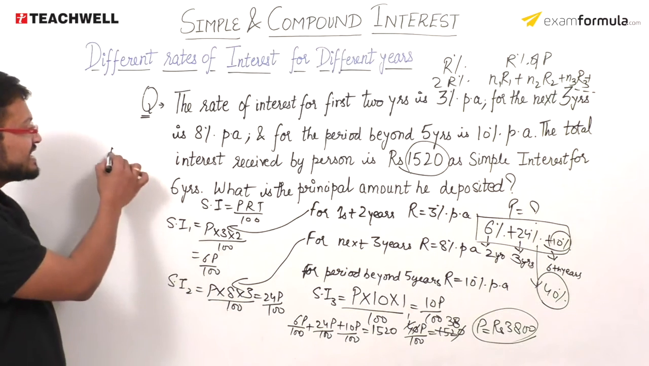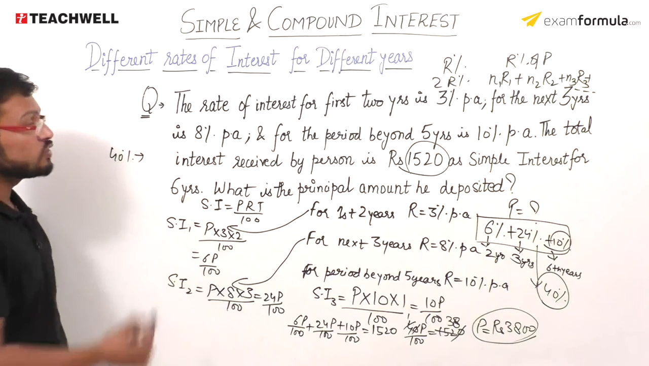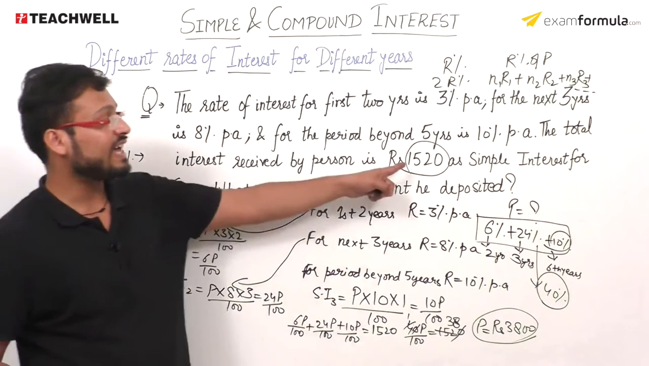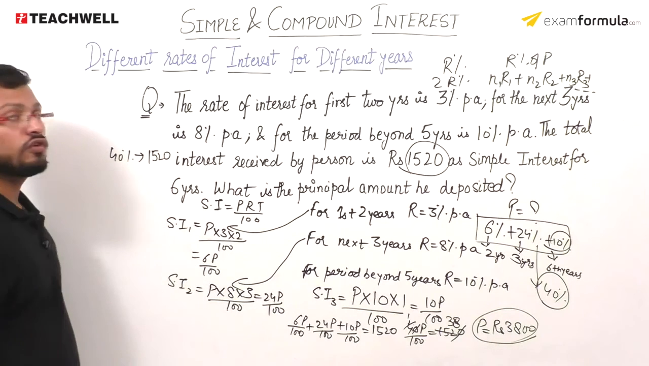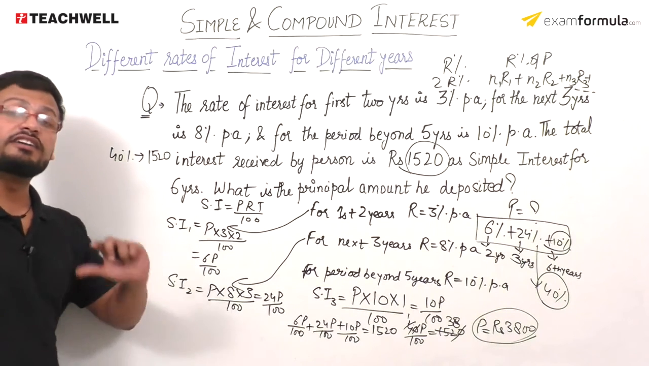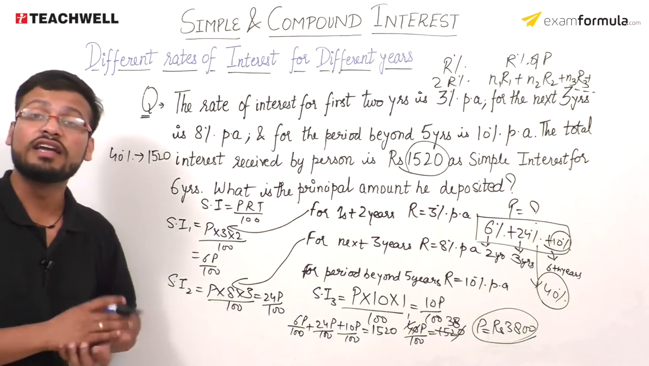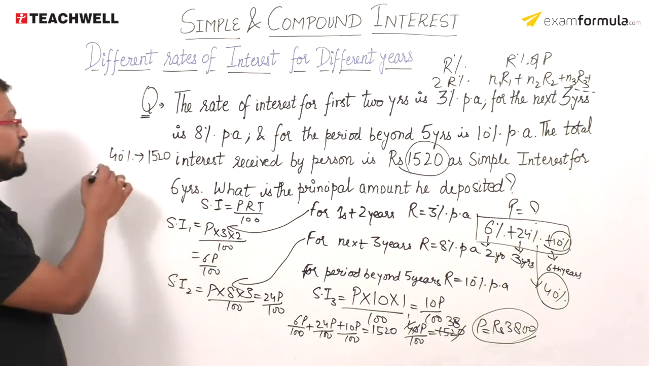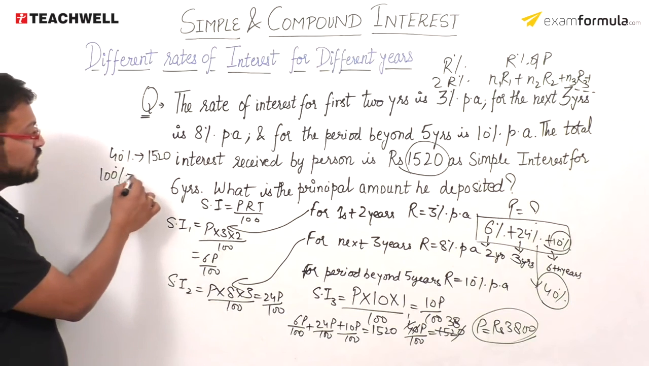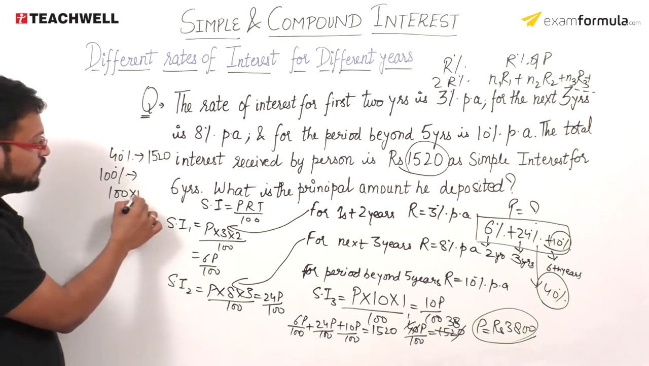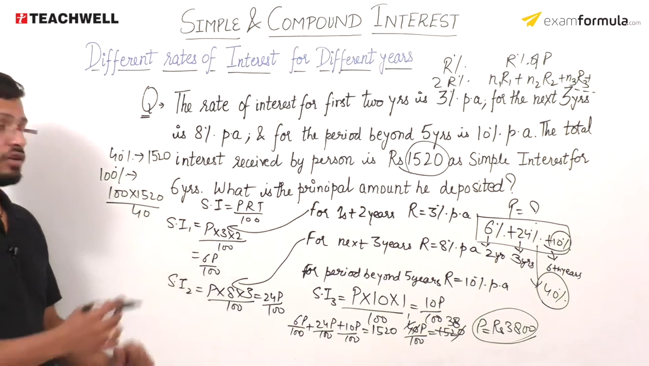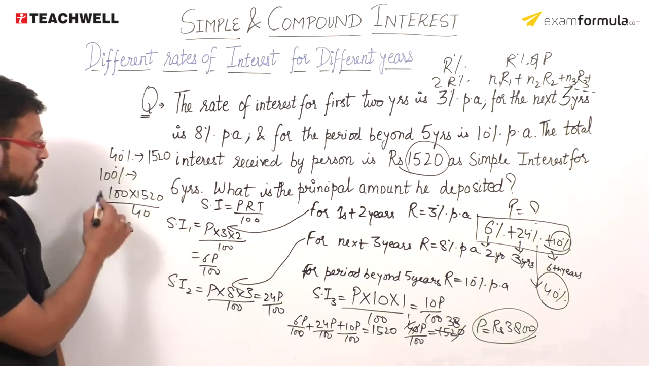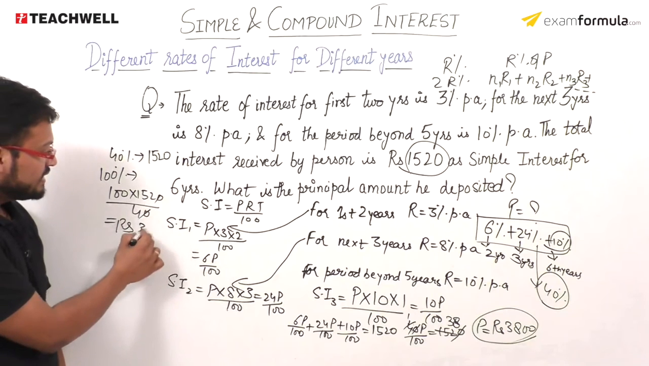And that 40% is my simple interest, and its value has been given as 1520. So 40% is equivalent to 1520 rupees. If I look at 100%, that will be my principal amount. So 100% will be equivalent to 100 into 1520 divided by 40. All I have done is just the cross multiplication. So this value comes out to be 3800.